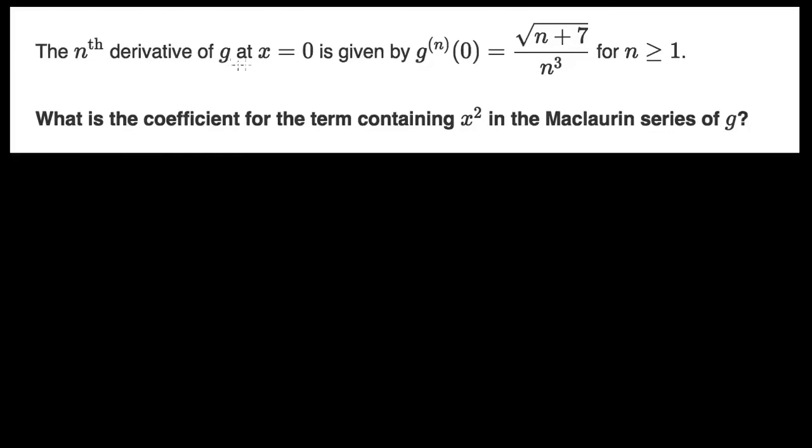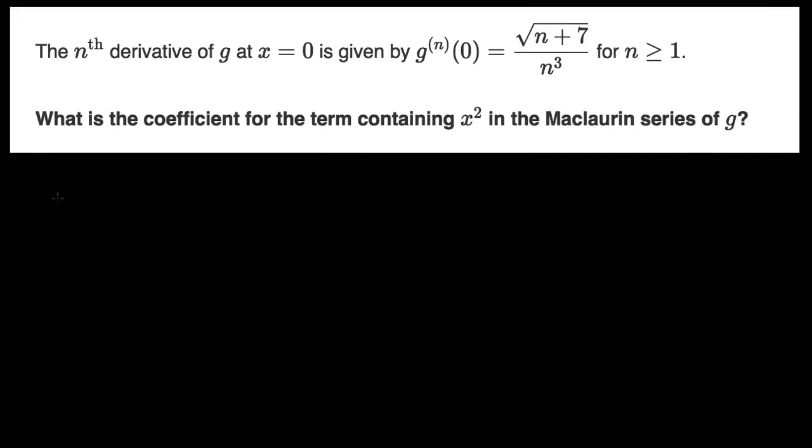The nth derivative of g at x equals 0 is given by, so the nth derivative of g, evaluated at x equals 0, is equal to the square root of n plus 7 over n to the third for n greater than or equal to 1. What is the coefficient for the term containing x squared in the Maclaurin series of g?